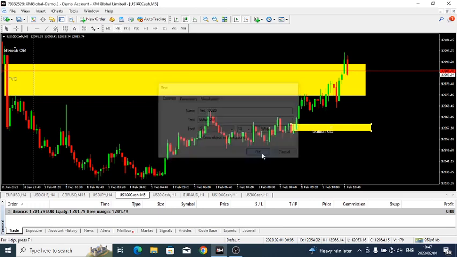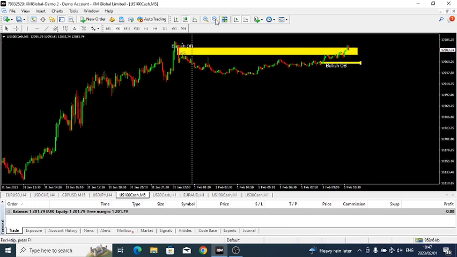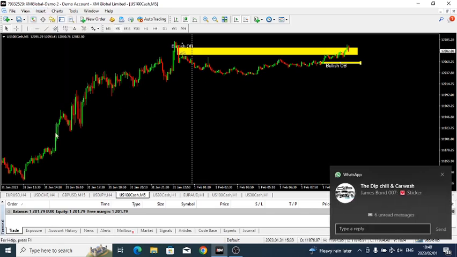and start buying again, or it could come to the Asian low and take any sell side resting below and start buying. Or the market could also come to this order block, because it's very significant.